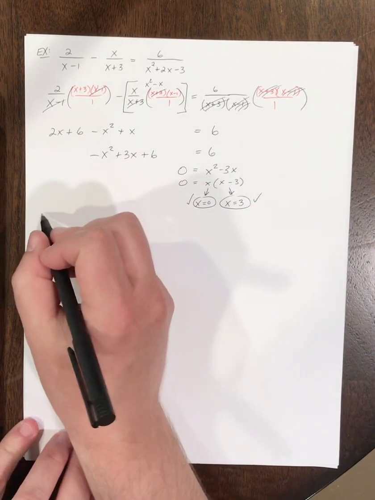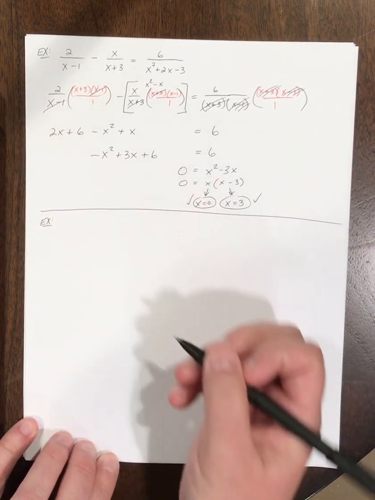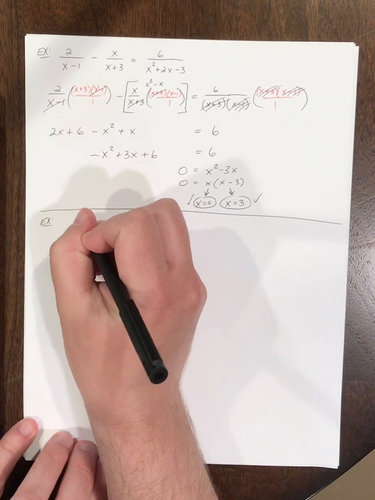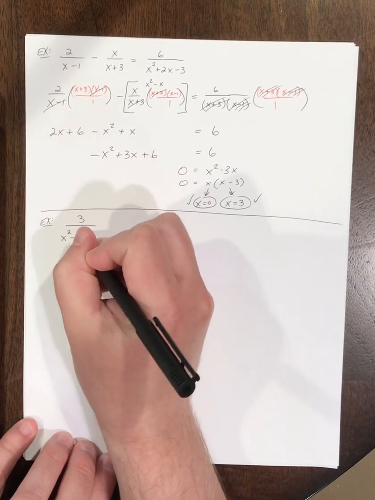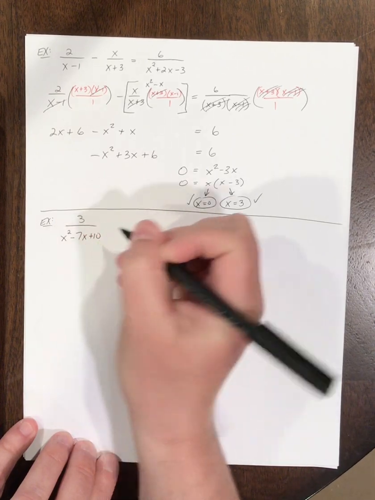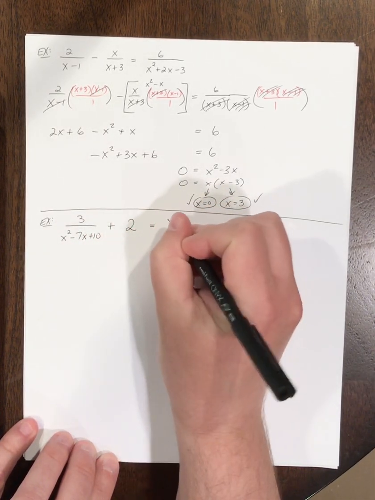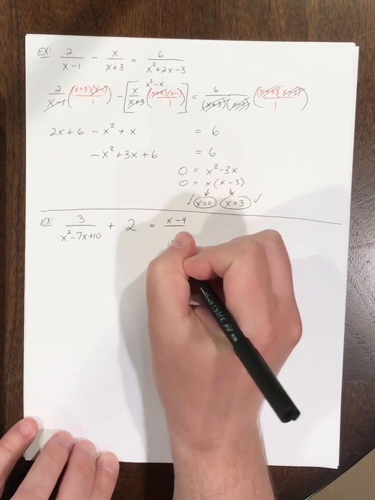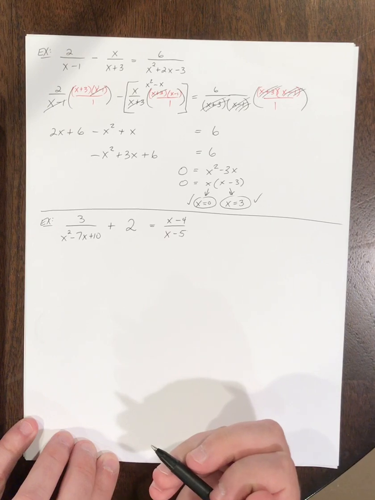And one more for good measure. Let's do 3 over x squared minus 7x plus 10, plus 2, equals x minus 4 over x minus 5. Again, pause it here. Try it on your own.